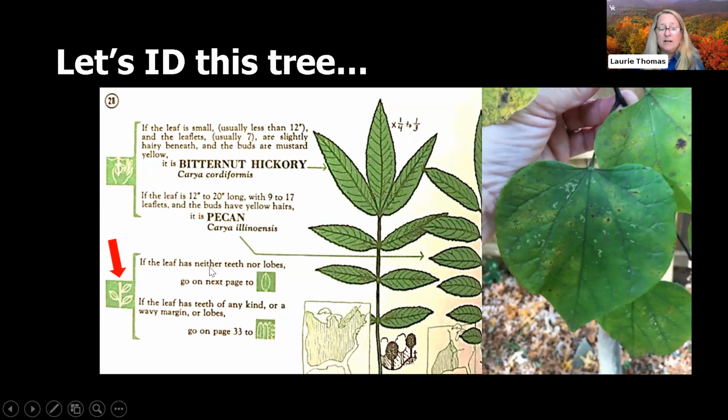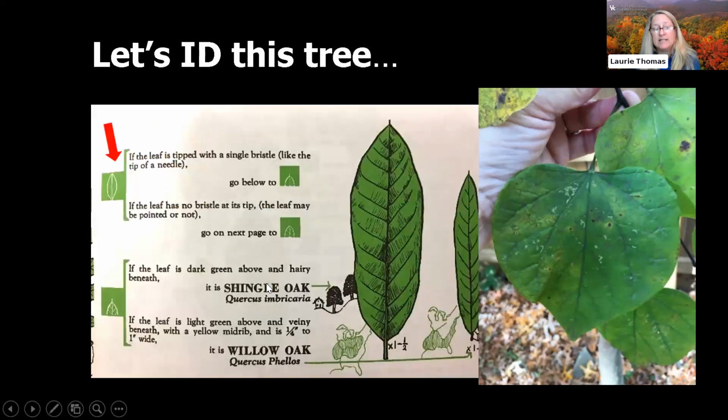Now it's asking us about leaf margin. If the leaf has neither teeth nor lobes, you want to go to the next page. Or if the leaf has teeth of any kind or a wavy margin or lobes. When we look at this, we don't see any teeth and we don't see any lobes. In fact, it was our example for a leaf that was entire and unlobed. So we know we have a tree that doesn't have any teeth or lobes. So we're going to follow that plain symbol over to the next page, and it's the top bracket.